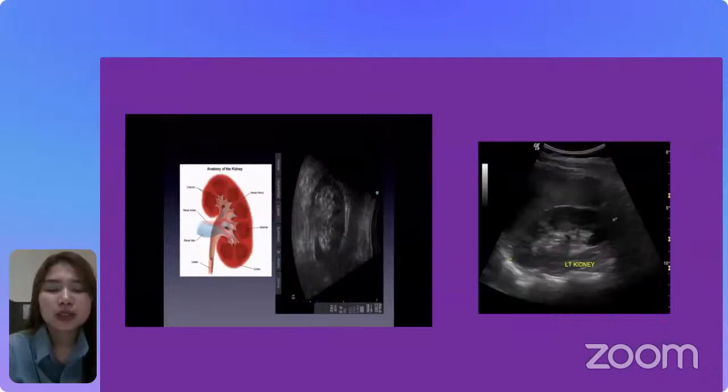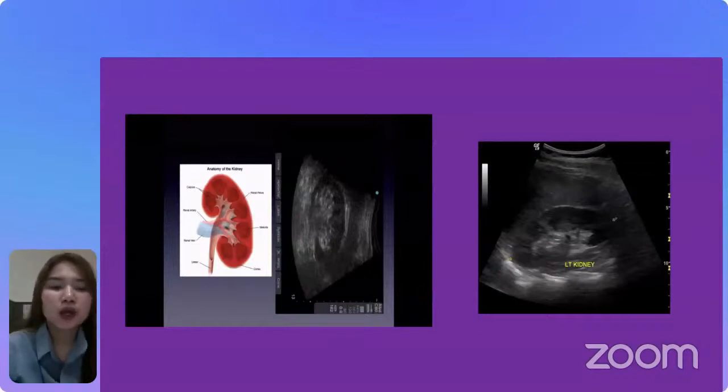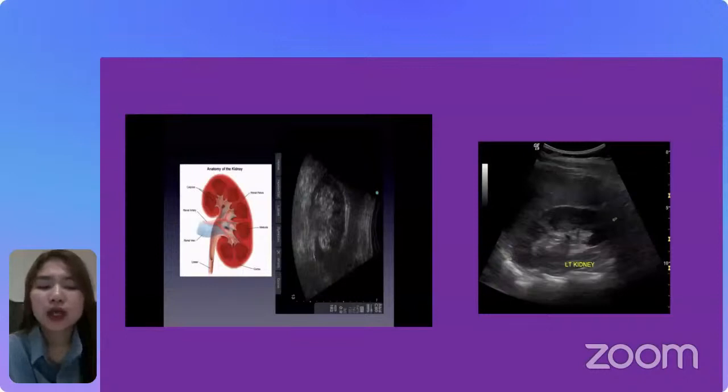So here is the ultrasound image of the kidney. Right now we can see the poles of the kidney. It is divided into three poles: the superior, the mid, and the inferior pole. And on our right side is the left kidney and the spleen. As we have said earlier, the spleen is hyperechoic compared to the left kidney.